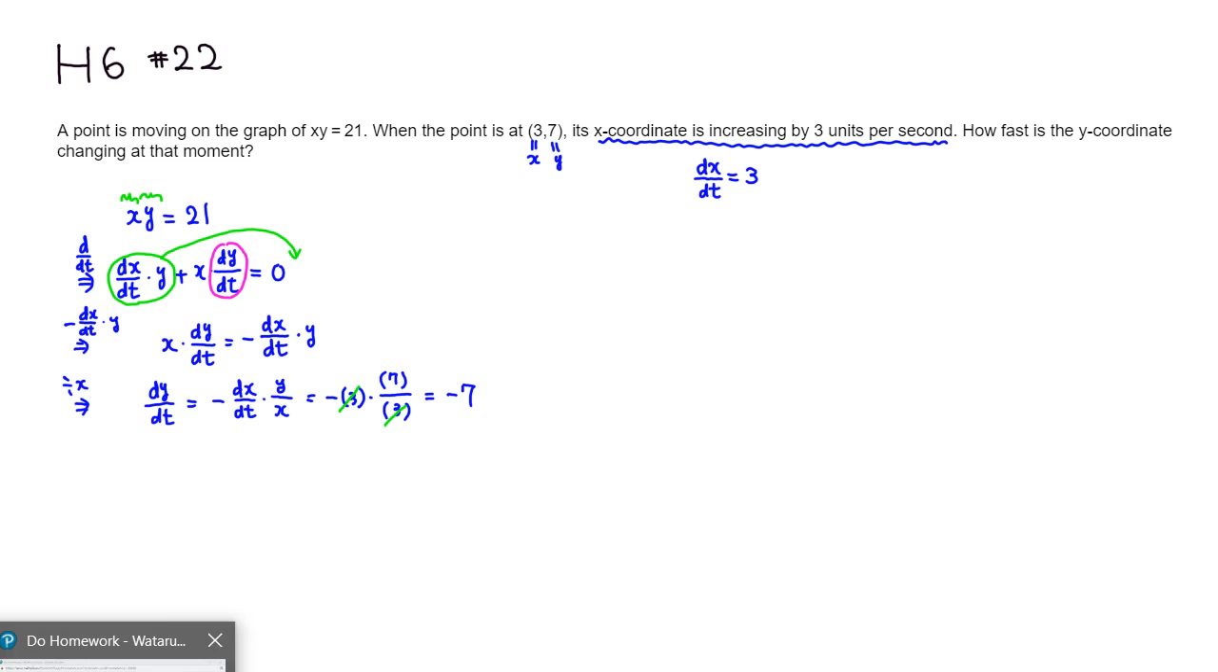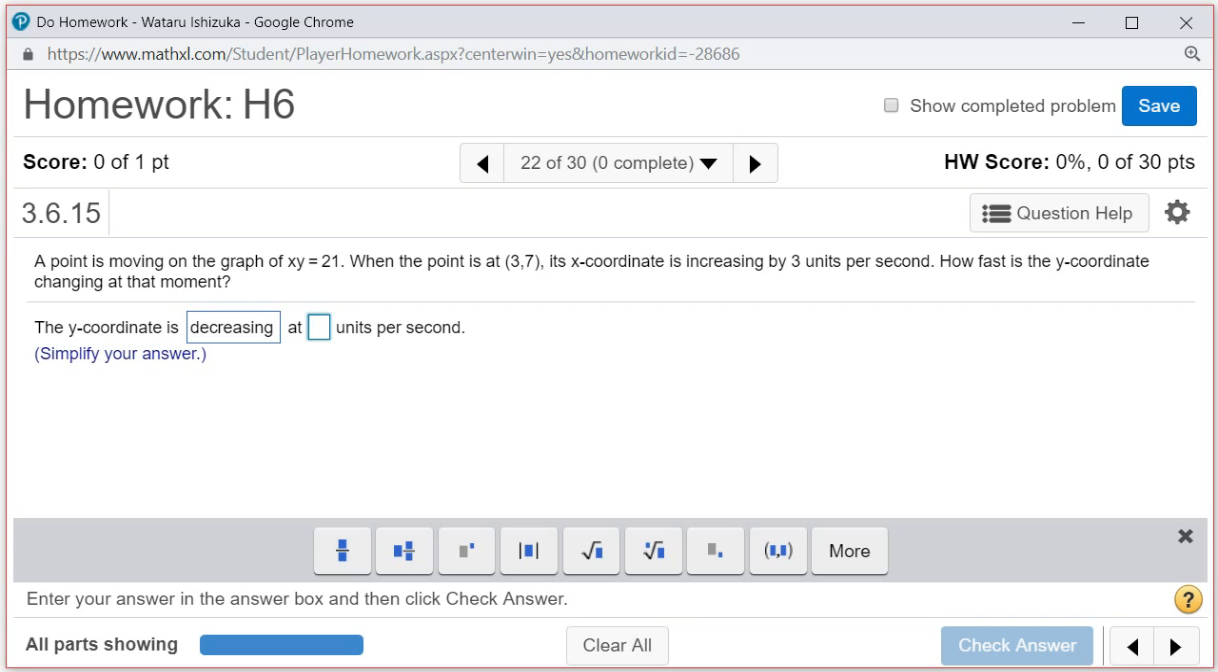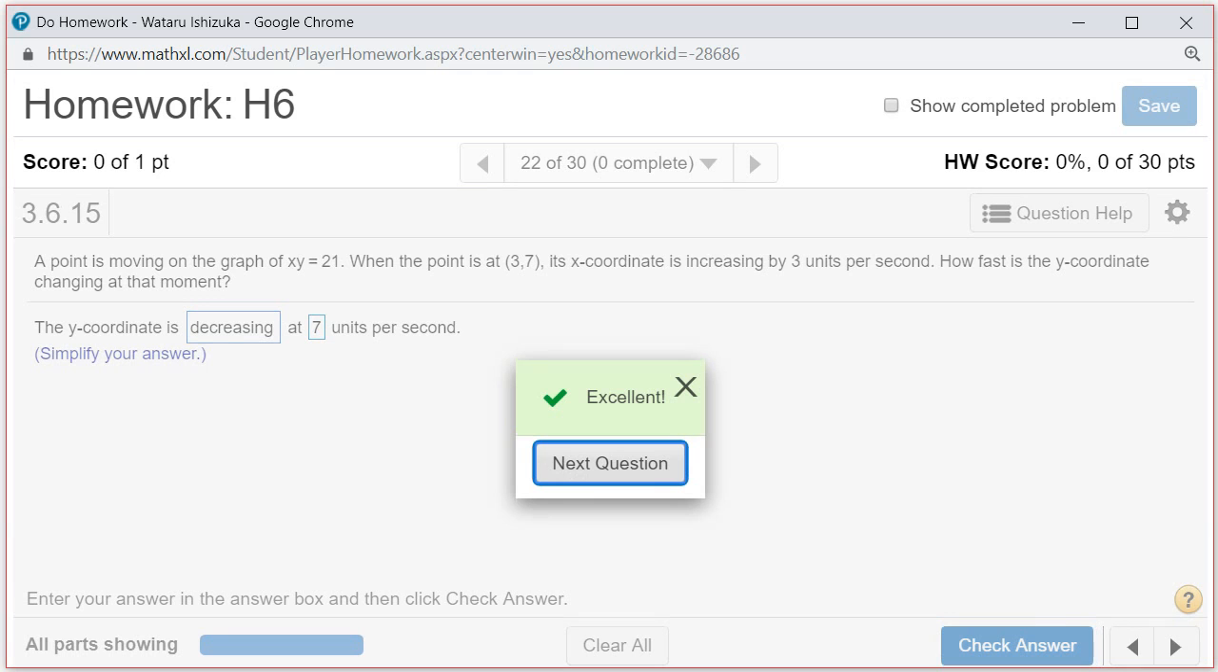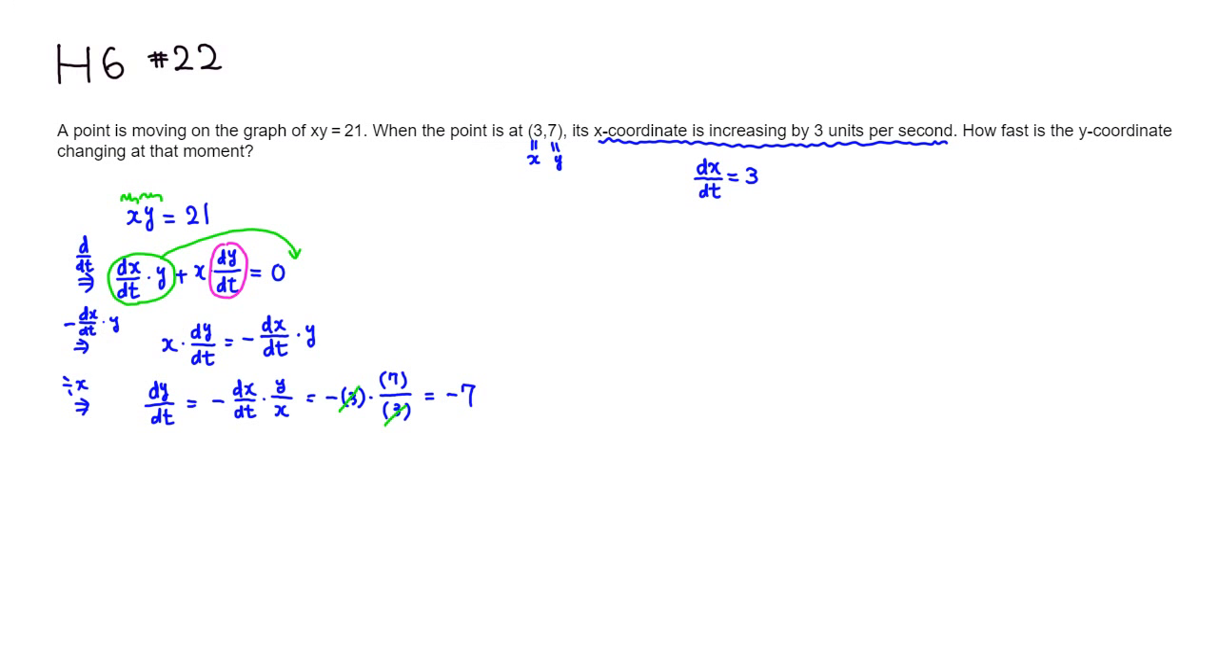So let's type it in. This is decreasing, so 7 units per second. Let's check the answer. All right, got that. All right, that's it. I hope that this was clear.